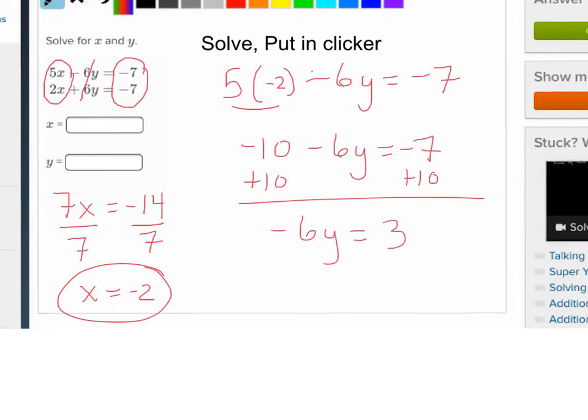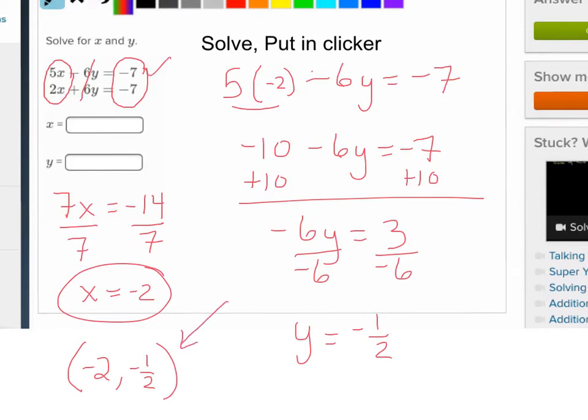Have I made any mistakes so far? Then I'll divide by negative 6 on both sides. And so y equals negative 1/2. And so what you should have put in the clicker was parentheses, negative 2, comma, negative 1/2. And what we're saying with this answer is, if I were to graph both equations, the top one and the bottom one, they will intersect at this point right here.